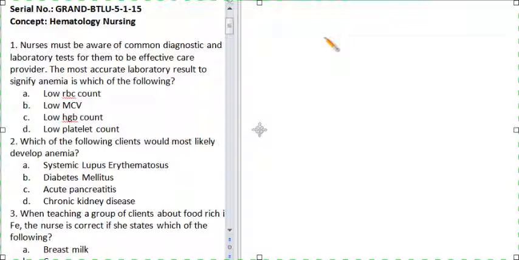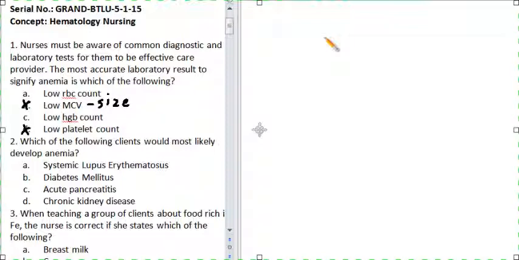Let's start. Number one, a nurse must be aware of common diagnostic and laboratory tests for them to be an effective care provider. The most accurate lab test to signify anemia is which among the following? So first, let's eliminate D because platelet has nothing to do with anemia, and let's eliminate B because MCV refers to the size of the RBC. So that leaves us to only A or C.